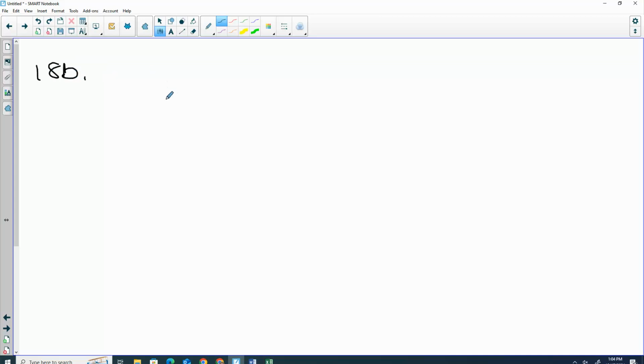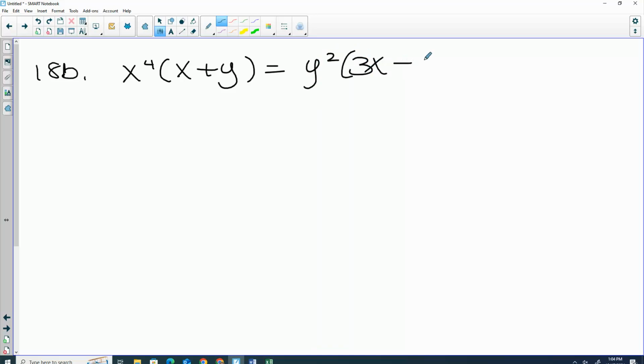No problem. Okay, so 18B. x to the 4th times x plus y equals y squared times 3x minus y. You're free to distribute, but it's not going to change anything. You're still going to have the same amount of work because we have to do product rule no matter what. So, derivative of the first, derivative of x to the 4th. Second one stays the same. Plus the first, derivative of the second. Derivative of x is 1. Derivative of y.